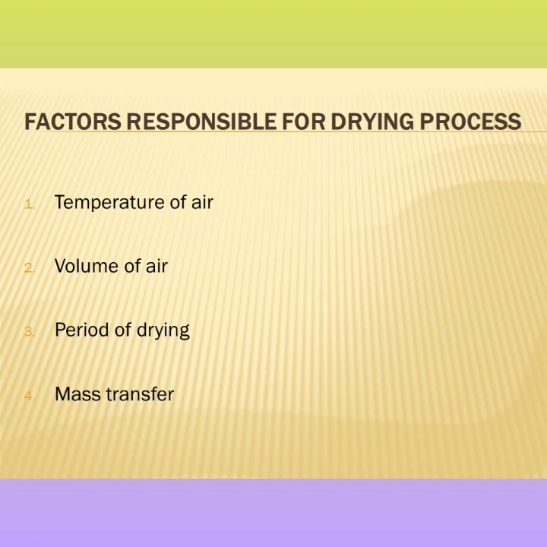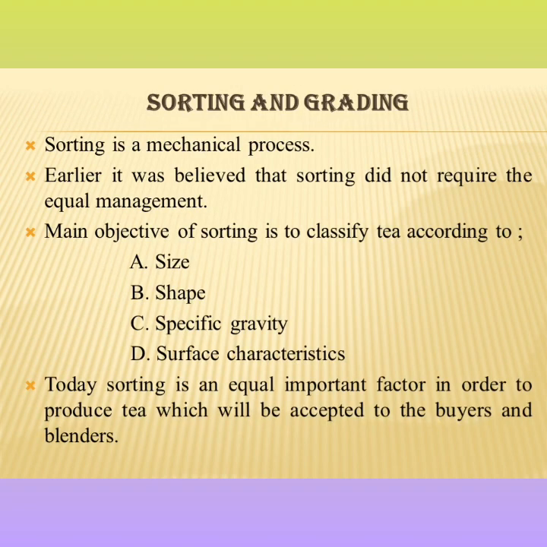Then mass transfer. Mass transfer means the fermented leaf from the CFM, the continuous fermenting machine, to the dryer should be sent in a uniform way.